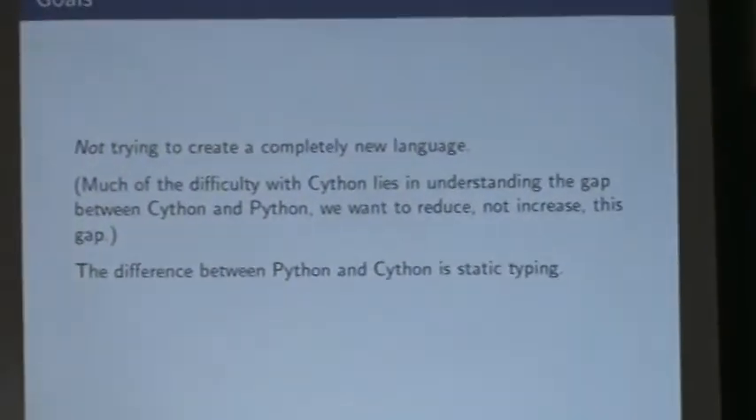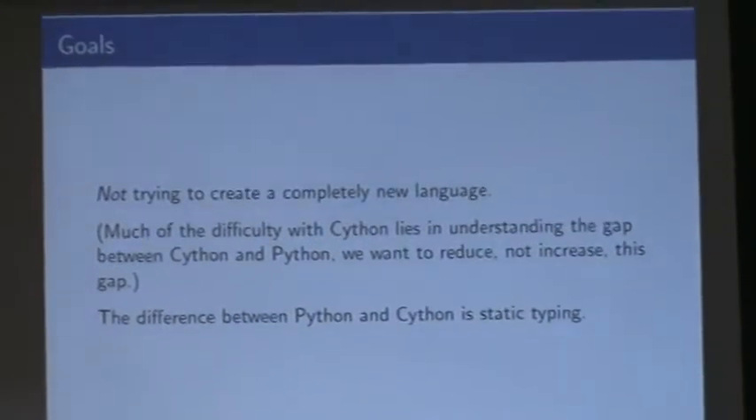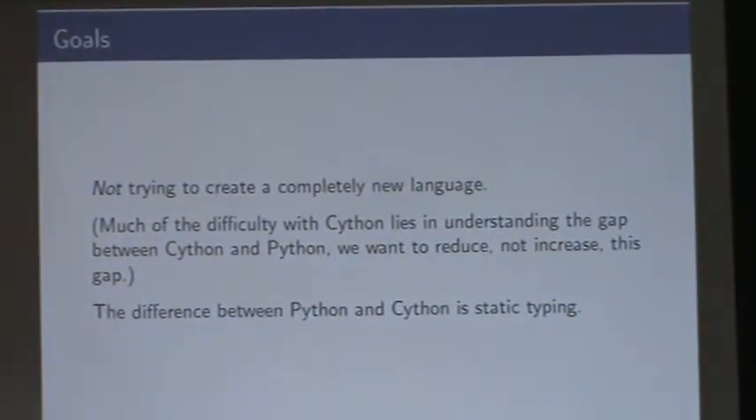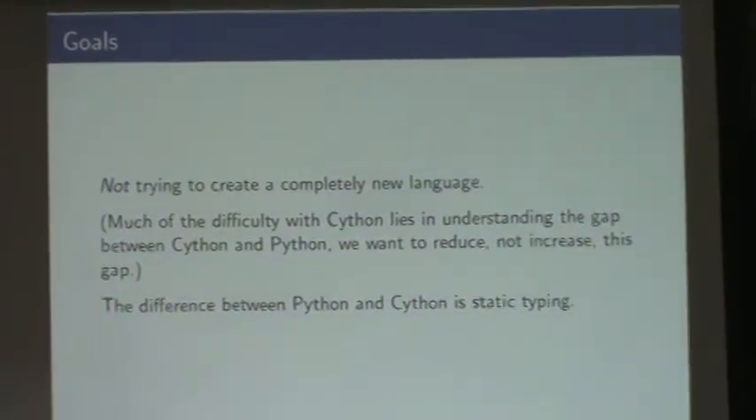In terms of the high level goals, one of the things that comes up a lot, and at least at this point, I think it's important to realize we're not trying to create a new language. This is because the difficulty in using Pyrex and Cython is because of the difference between Python and Cython. And so it's much more important to narrow this gap than to say, oh, here's a feature that I wish Python had. I'm going to add that into Cython because I can.